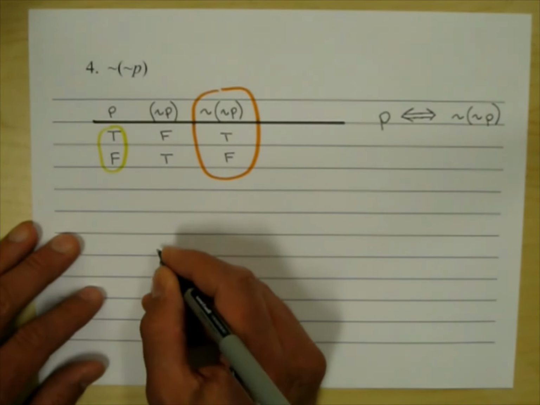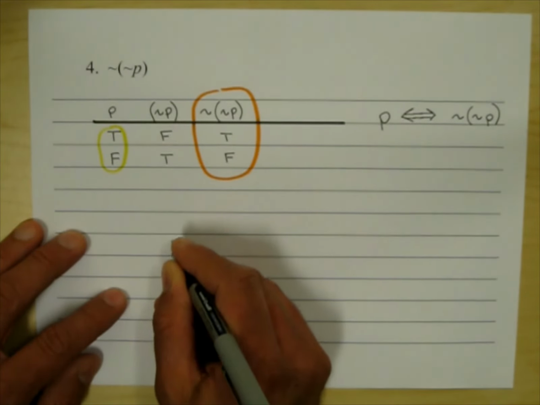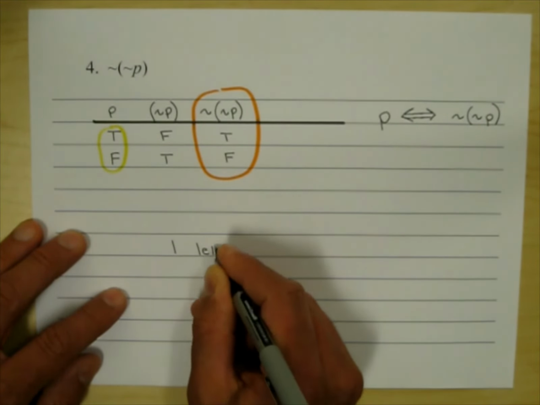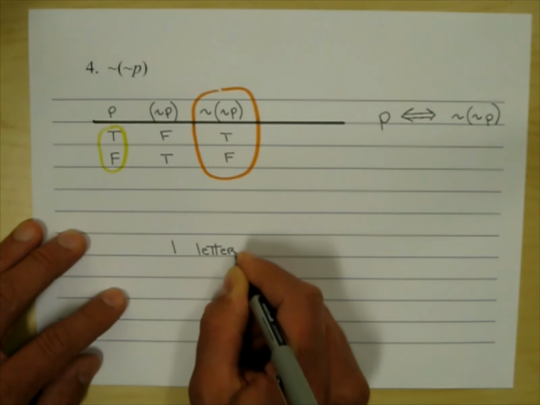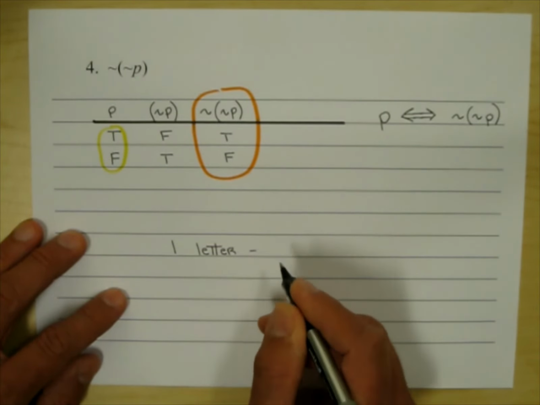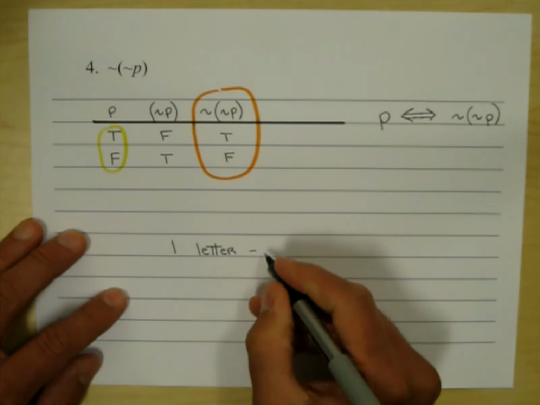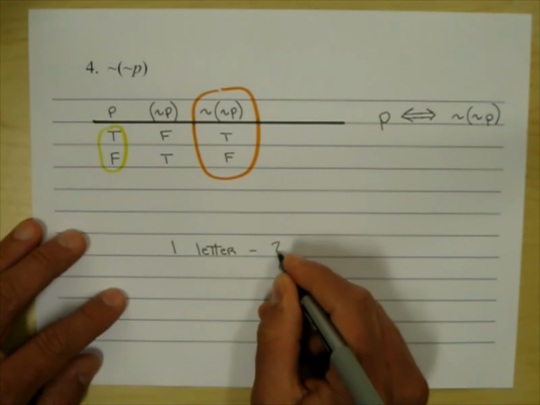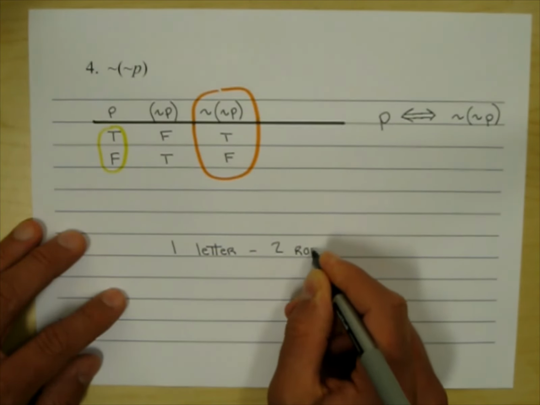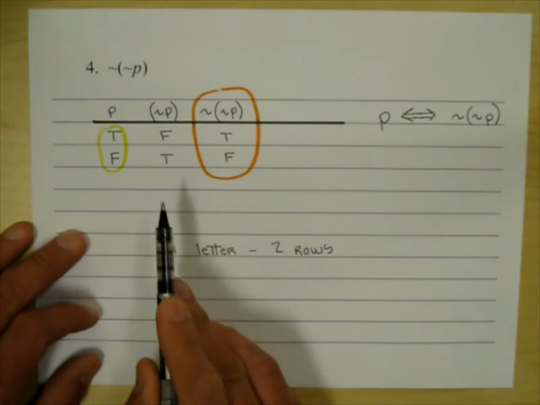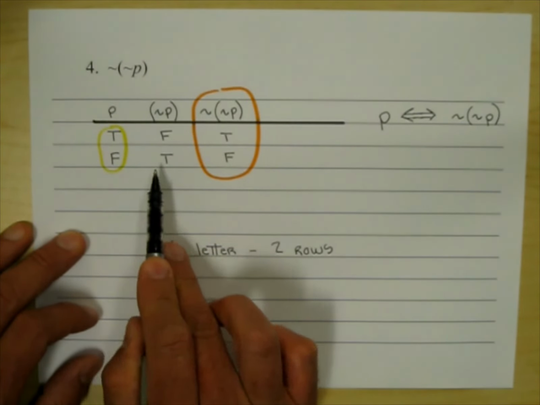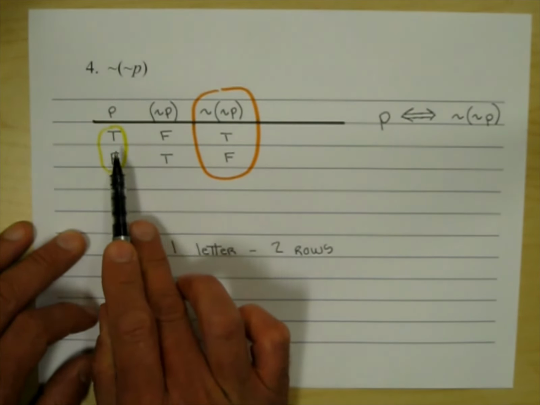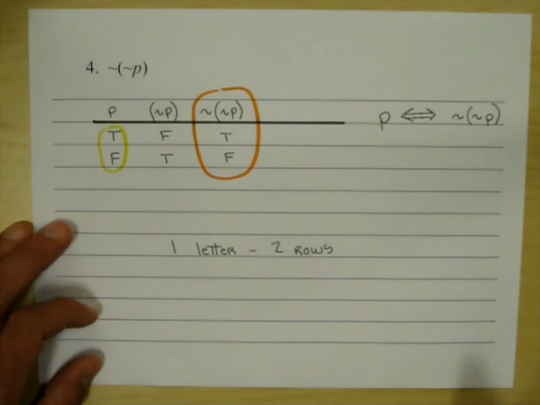Okay, this one had how many letters? One letter, which means there were 2 rows. Now I know what you're thinking. You're counting 3 rows. 1, 2, 3. But we're not going to count the header row. So there are 2 rows.